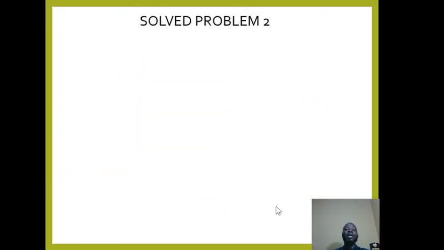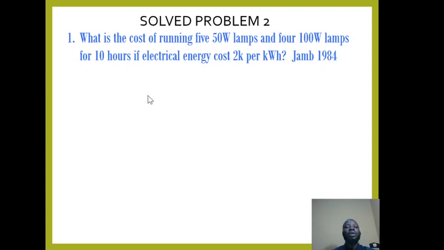Now, the second question we have here is, what is the cost of running 5 50-watt lamps and 4 100-watt lamps for 10 hours if the electrical energy costs 2 kobo per kilowatt hour? This is also JAMB or UTME 1984. I'm citing all those questions because the recent questions follow the same format, so you can check recent questions for it. The same approach I'm using here is the same approach you use in solving the recent ones. It's a very common question, that's why I'm explaining it more in this video.